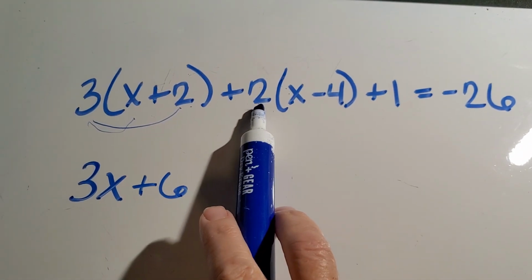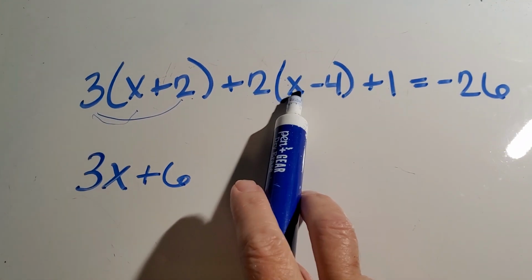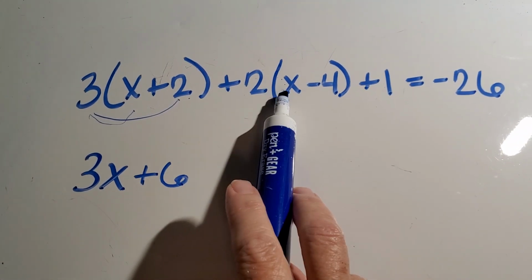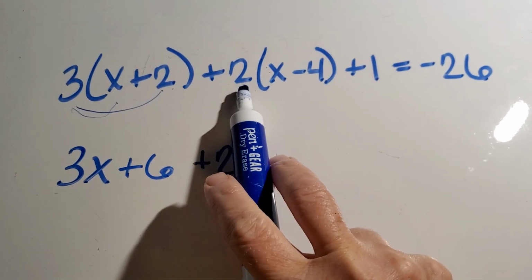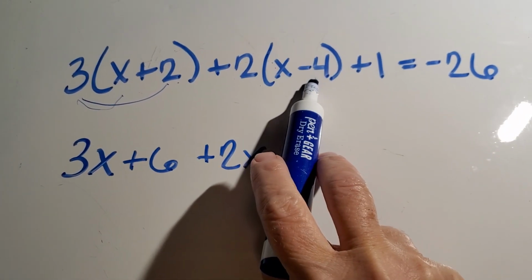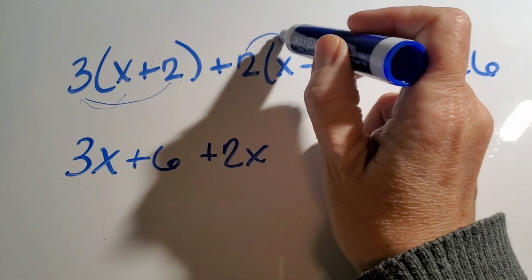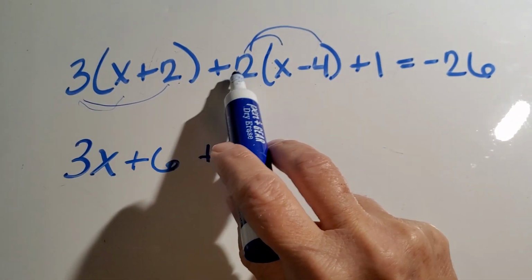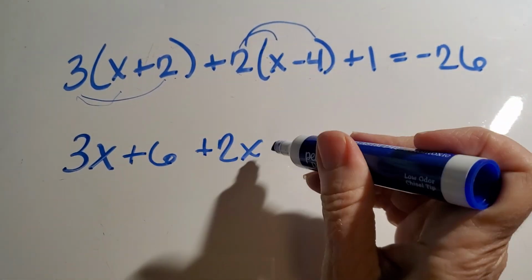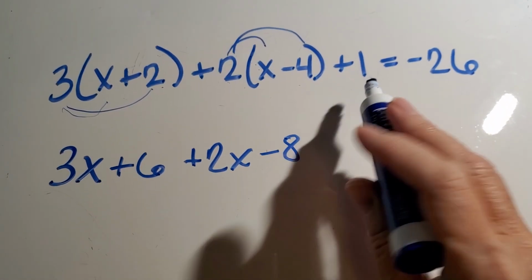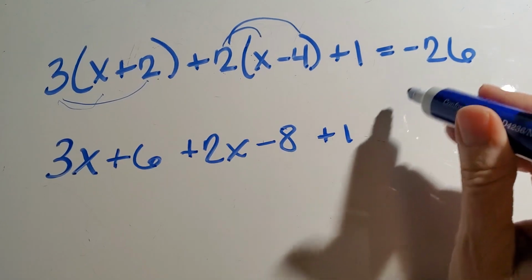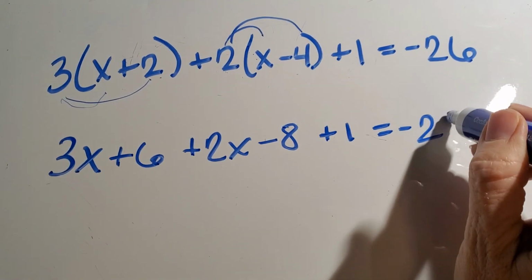And we go over here and we have 2 times x, and it's positive 2 times a positive x, so it's plus 2x. And then we have a positive 2 times a negative 4. Remember, we're distributing this. So a positive 2 times negative 4 is negative 8. And then we still have plus 1 equals negative 26.